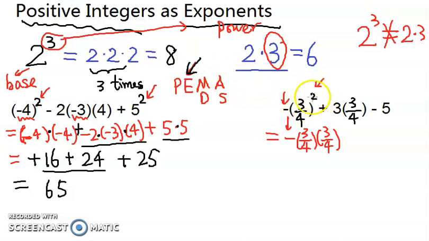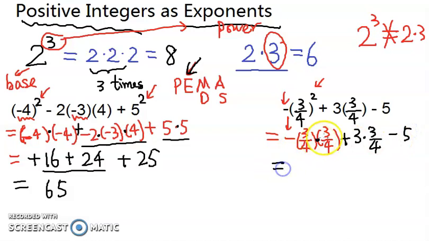And this exponent 2 means 2 copies of the base number 3/4. So I put 2 copies of 3/4 times 3/4. And that minus sign, we keep and copy it down. Now the next step is multiplication. Again, I'm going to wait to do this multiplication in the next step. The parentheses can be omitted in here.